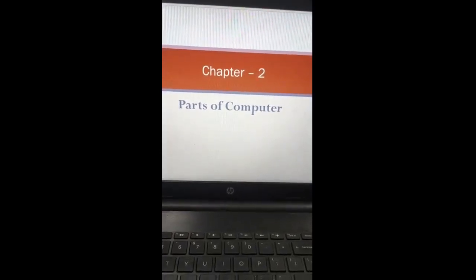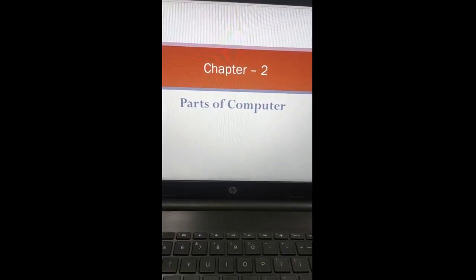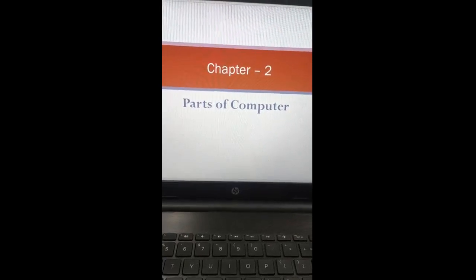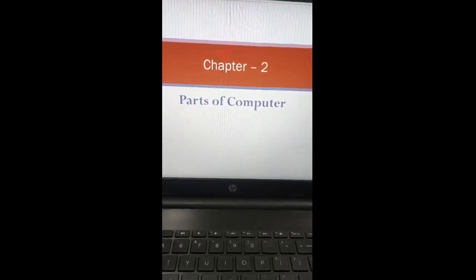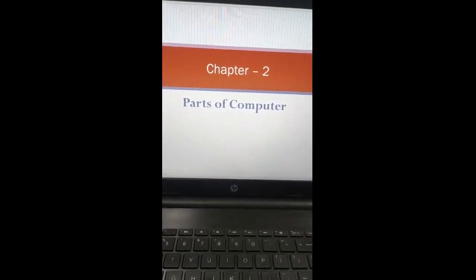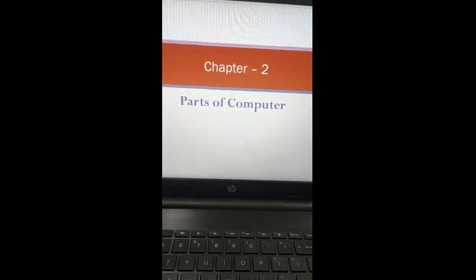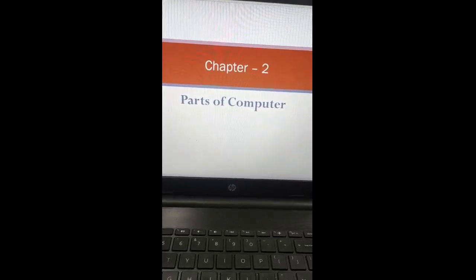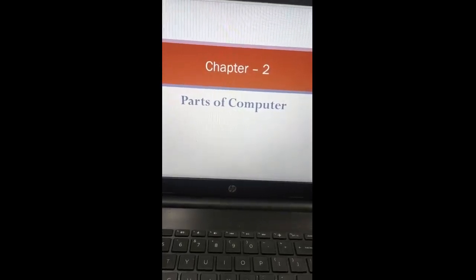I hope, dear children, you all have completed chapter 1 book exercise in the book itself and you have understood the lesson. Now, dear children, today we will start with chapter 2, that is parts of a computer. Yes, dear children, we have studied computer as an electronic machine in our previous classes. Today we'll learn how a computer works with its different parts.